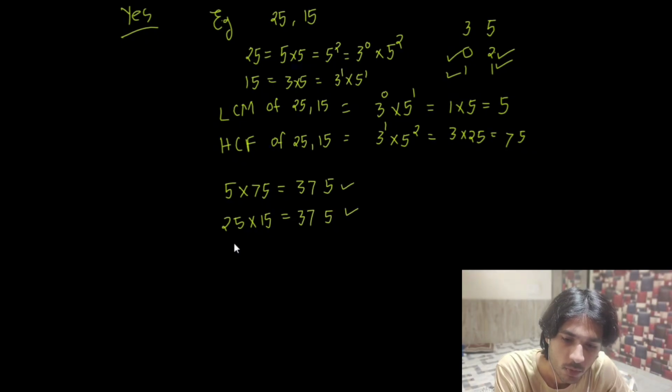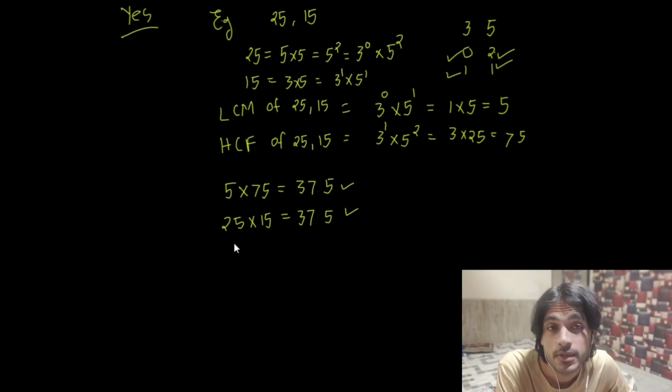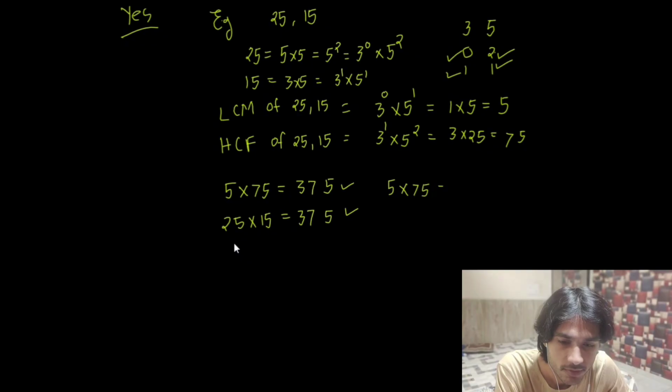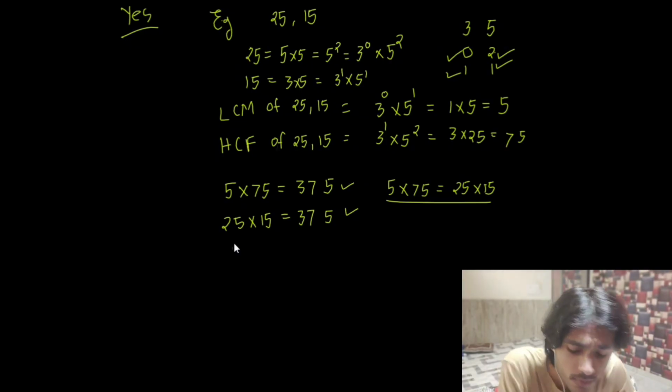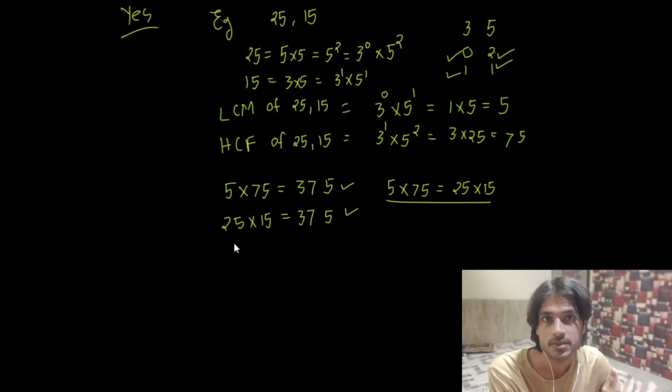Because both sides are equal, the equality is true. Therefore 5 multiplied by 75 is equal to 25 multiplied by 15. So we have taken a simple example and verified that this statement holds true when A is equal to 25 and B equals 15. But this is a specific case where we have taken specific values of A and B, just to get an idea of whether the statement holds or not.